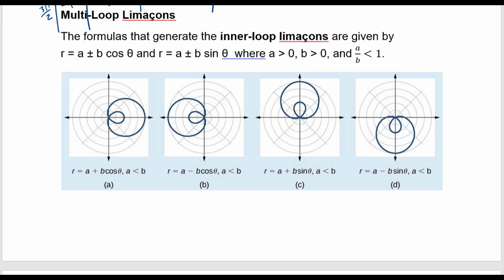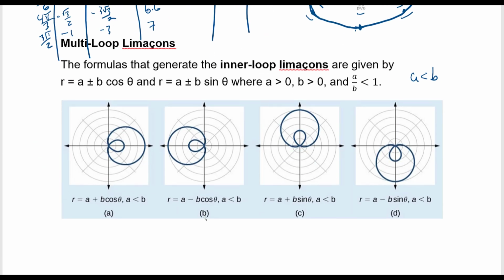Now we'll look at multi-loop limacons. General information here: the formulas that generate the inner loop limacons, or multi-loop limacons, are given by r equals a plus or minus b cosine theta and r equals a plus or minus b sine theta, where A and b are both positive, but a over b is less than 1, which means a is less than b.